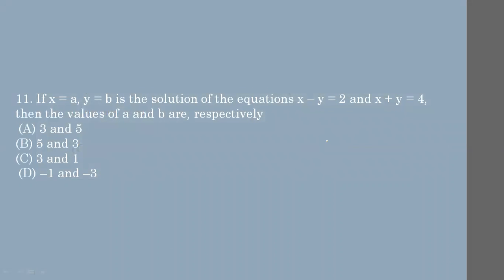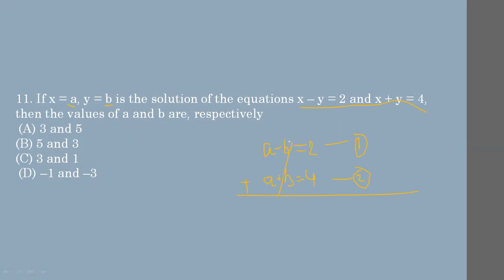The 11th question is, if we take x equal to a and y equal to b, then we have to find the values for a and b, and we are given the equations. So we put the value of x as a, and the value of y as b. a minus b equal to 2 is given, plus a plus b is given as 4. So let us take this as equation one, and this as the second equation.